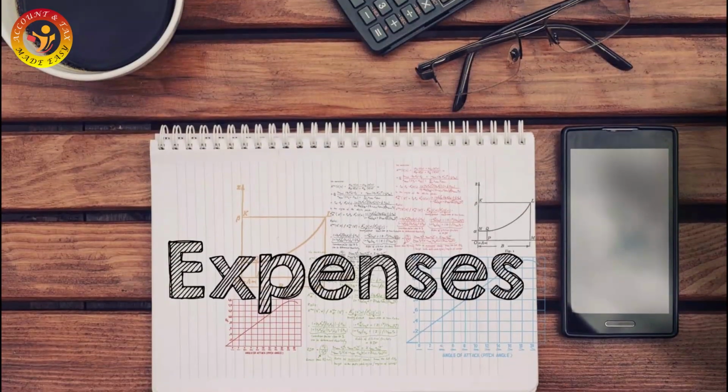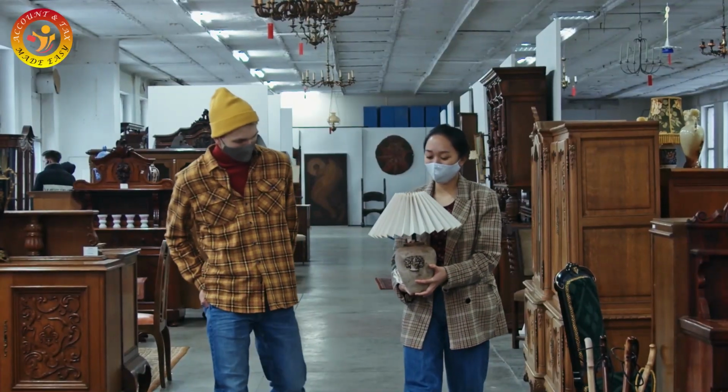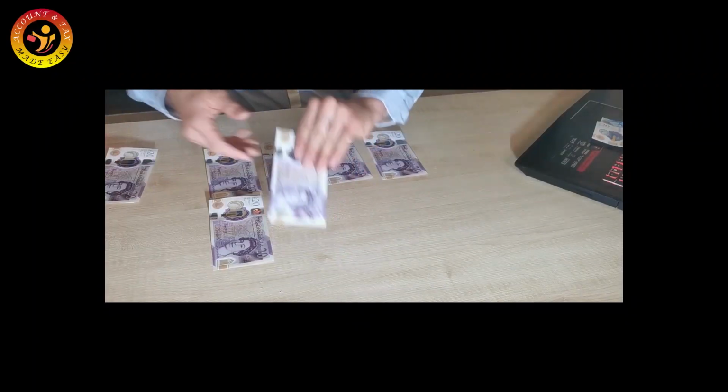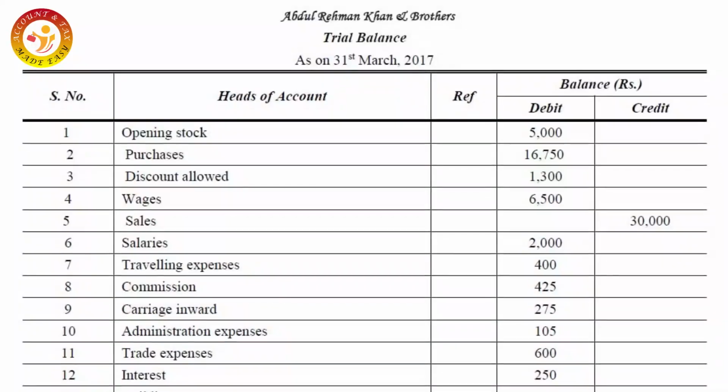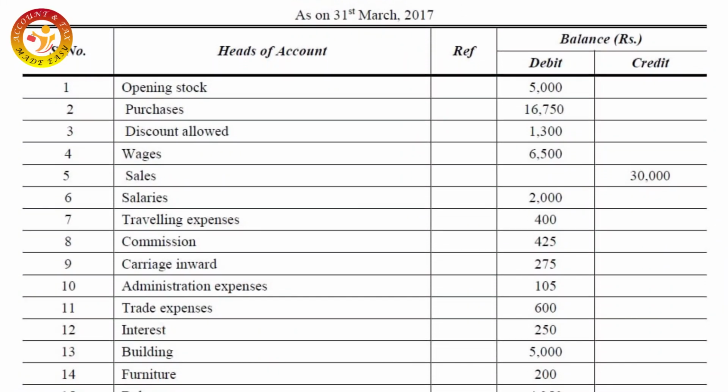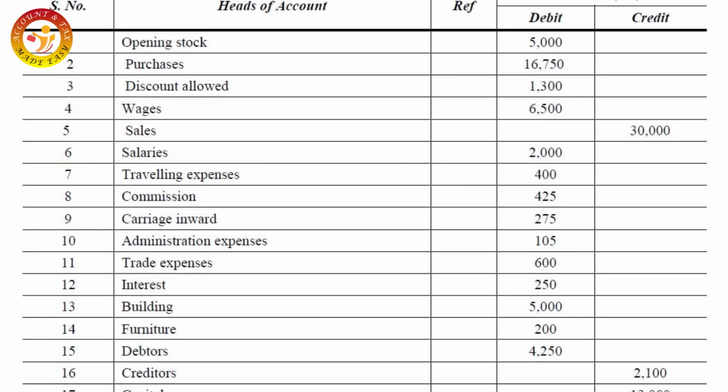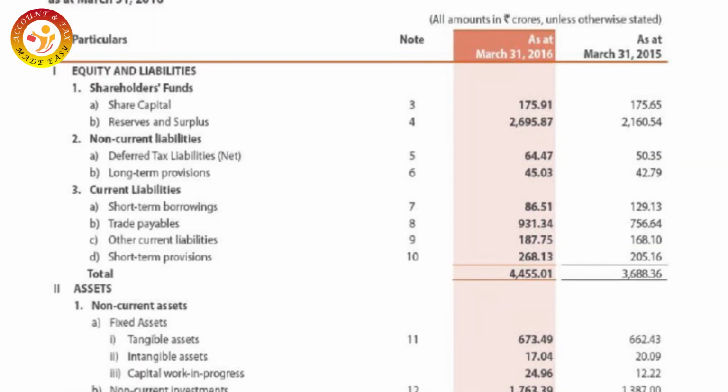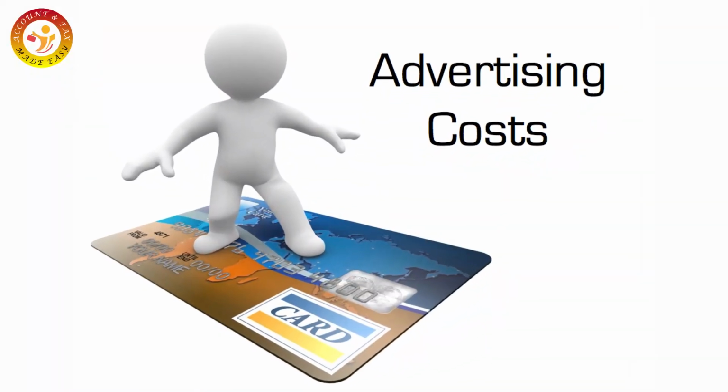The next definition is expense. This is simply the cost of running a business or cost incurred to generate revenue. Your expenses will appear in your income statement, also known as the profit and loss account. Examples of expenses include utilities, cost of repairs, advertising, to name a few.